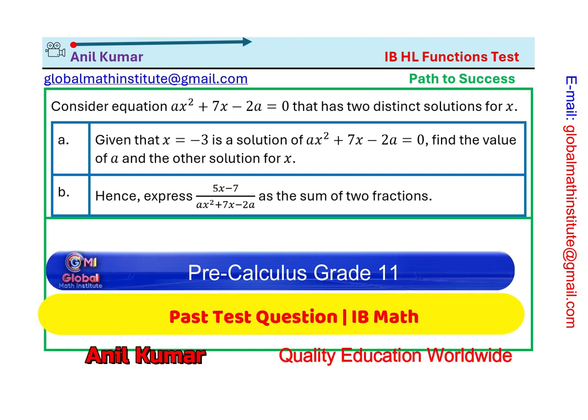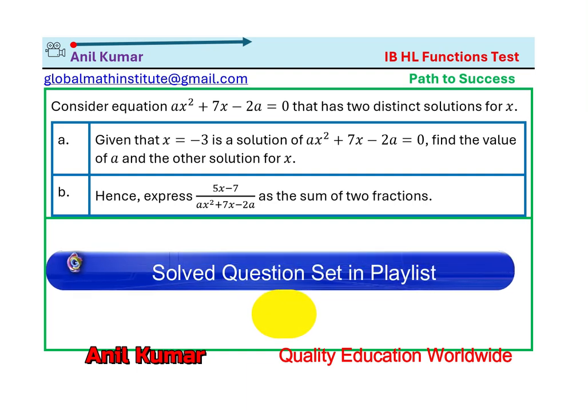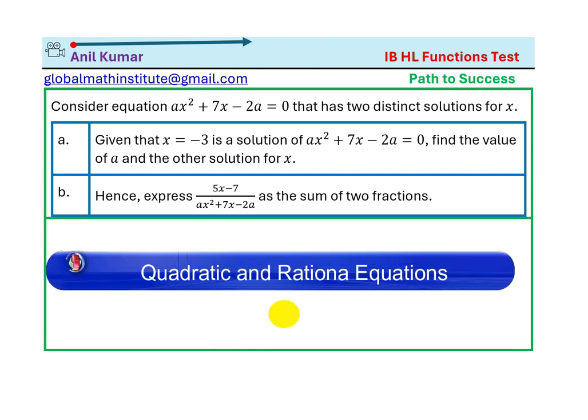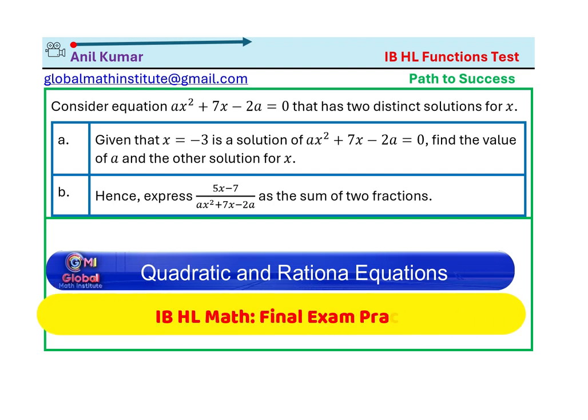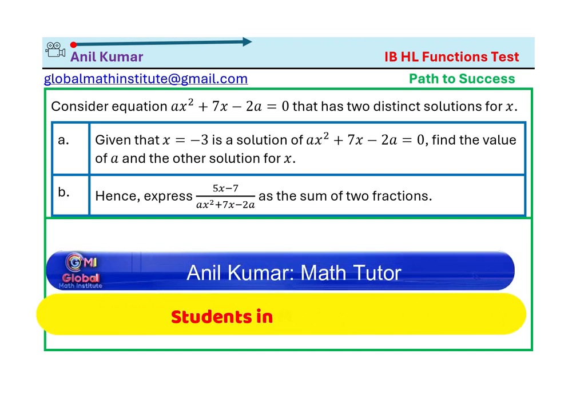The question here is, consider equation ax squared plus 7x minus 2a equals 0 that has two distinct solutions for x. Given that x equals minus 3 is a solution of ax squared plus 7x minus 2a equals 0, find the value of a and the other solution of x. Hence, express 5x minus 7 over ax squared plus 7x minus 2a as sum of two fractions. Beautiful question where we need to apply concepts learned in different chapters.